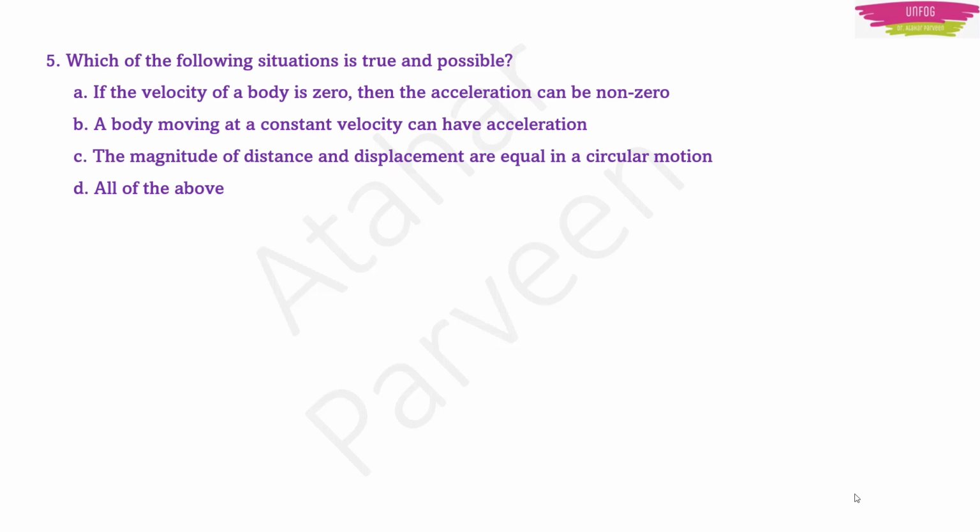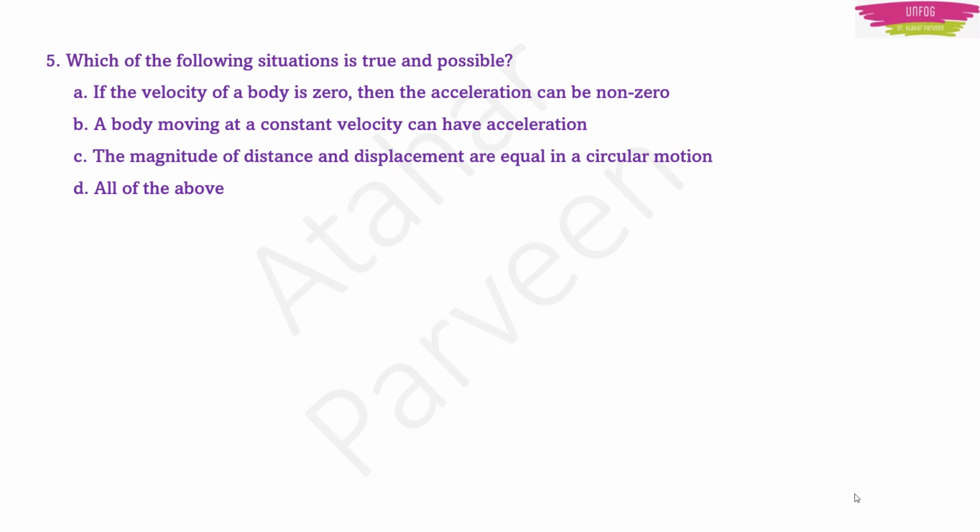Next is option B. A body moving at a constant velocity can have acceleration. This is also absolutely wrong. A constant velocity can never lead to acceleration. A body moving at constant velocity will never have acceleration, because velocity by time is acceleration, meaning the rate of change of velocity will give you acceleration. Constant velocity means velocity is not changing. If velocity is not changing, then how can acceleration be created? It is not possible. So option B is also absolutely wrong.